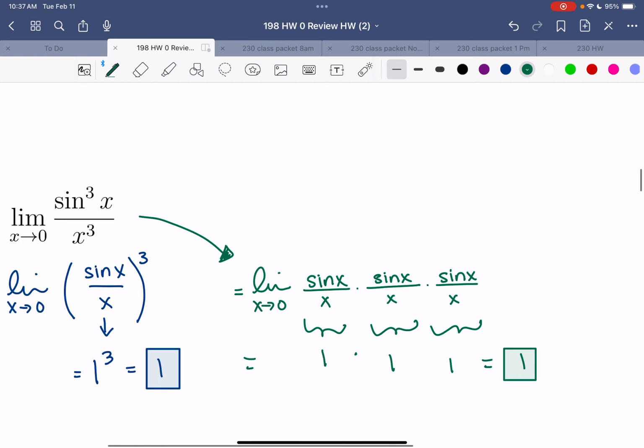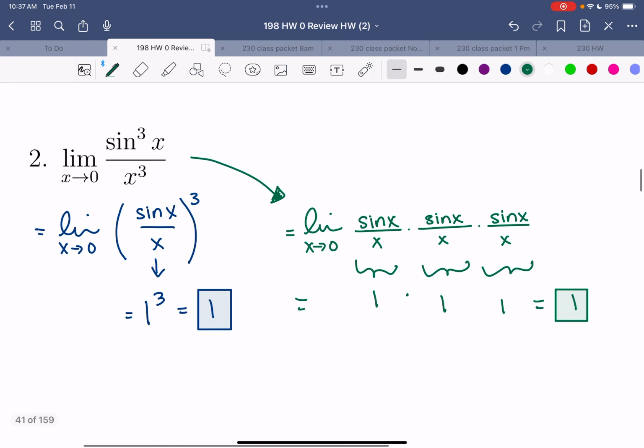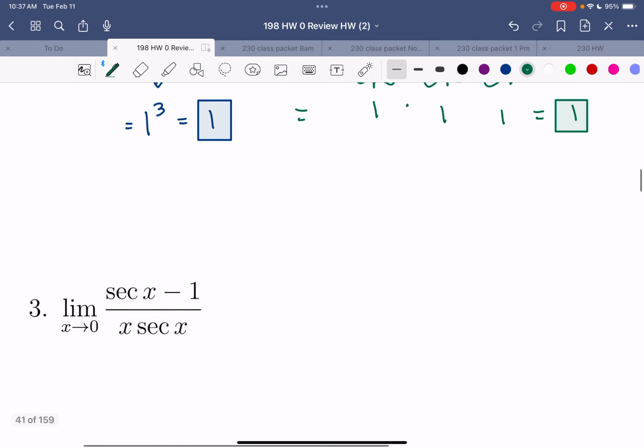Okay, so I like this approach because I'm going to use that approach a little bit more as we move down, where you're just giving fractions space to breathe so that you can have separate fractions going on. But you can also use that idea where you're factoring out that cube to the outside. Either way, you're going to get 1 for number 2, either way.